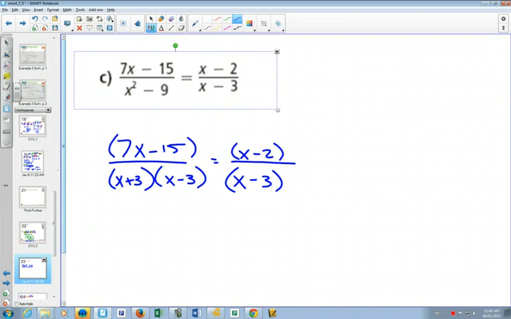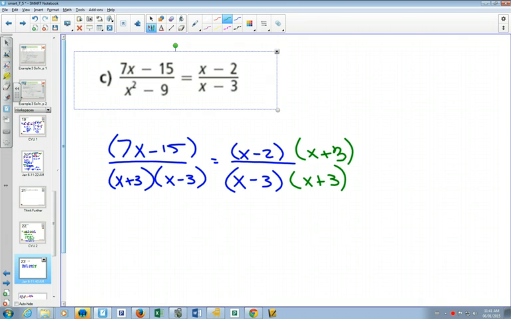Now, if we wanted to get a common denominator, notice there's already an x minus 3. So the only thing you would need to get a common denominator is an x plus 3. Notice that if I would have cross-multiplied, I would have added an extra x plus 3 on the top on the left and an extra x minus 3 on the top on the right, which would have given us an x cubed.